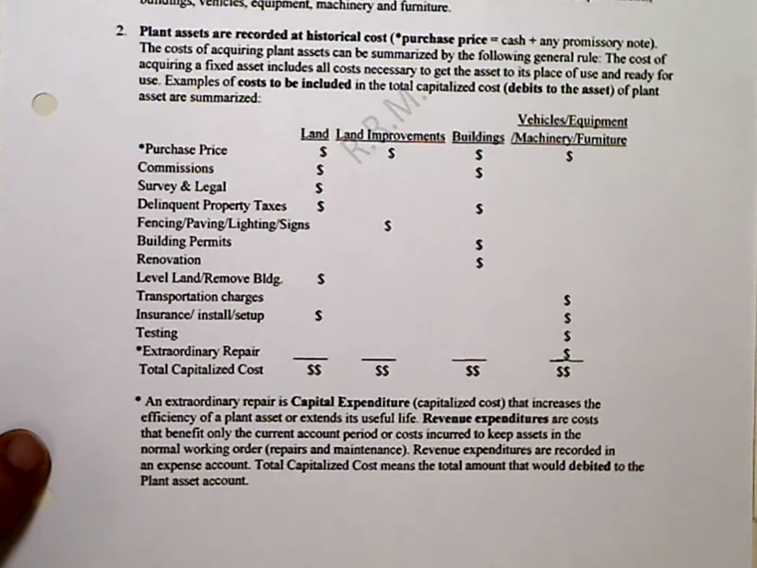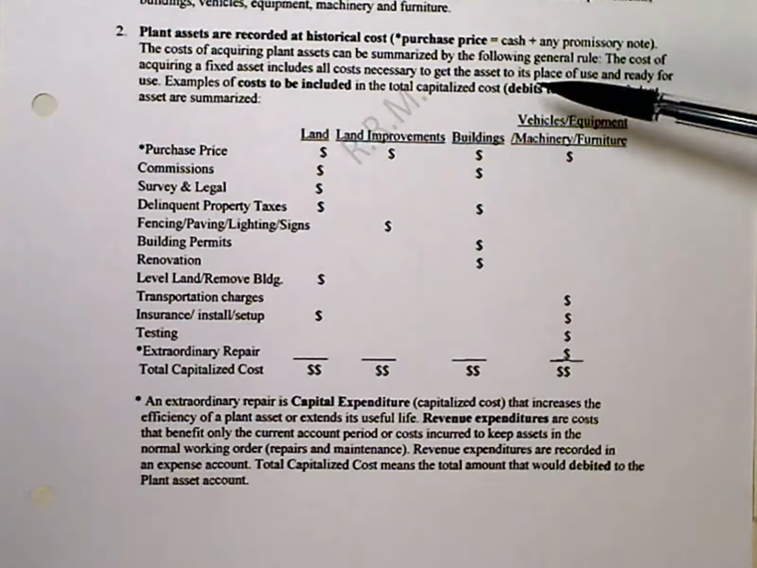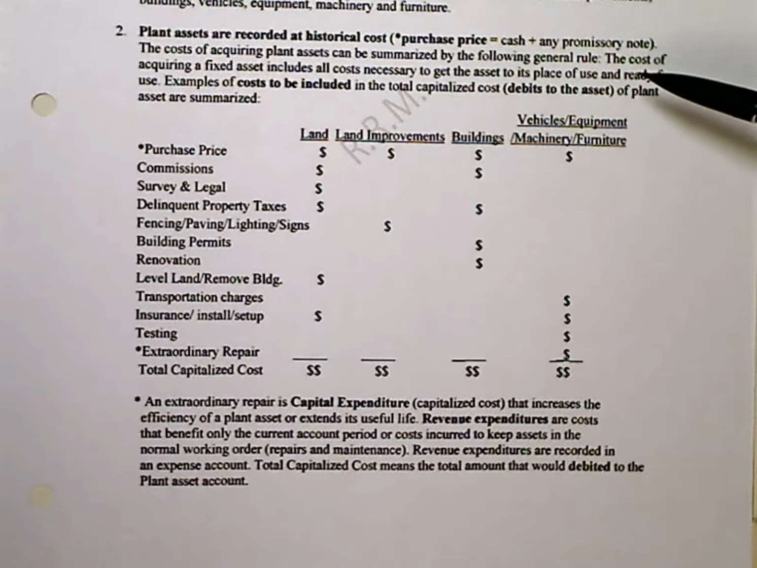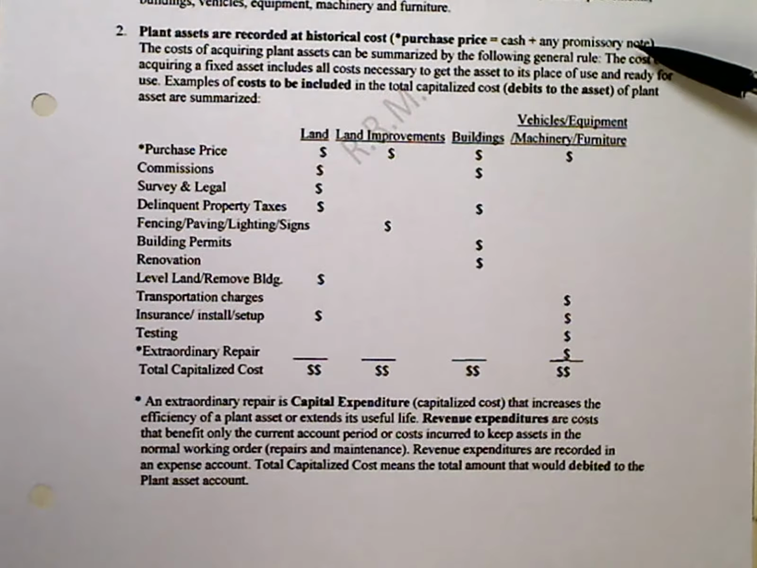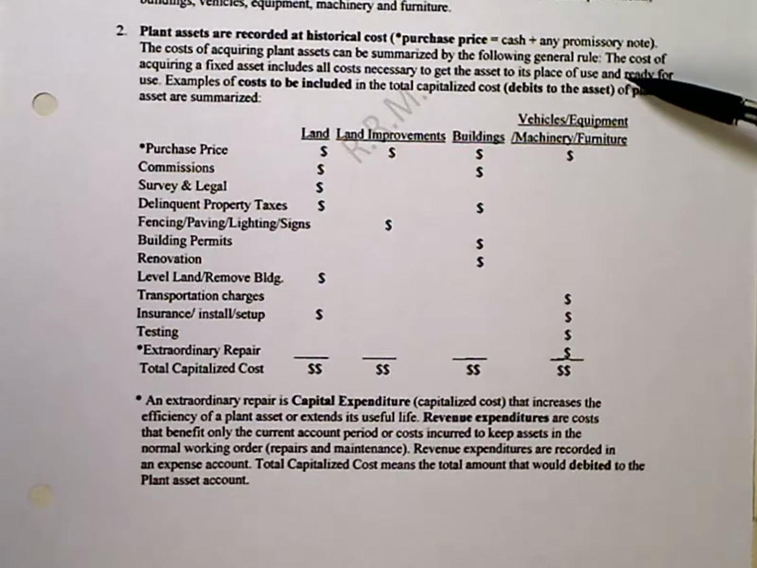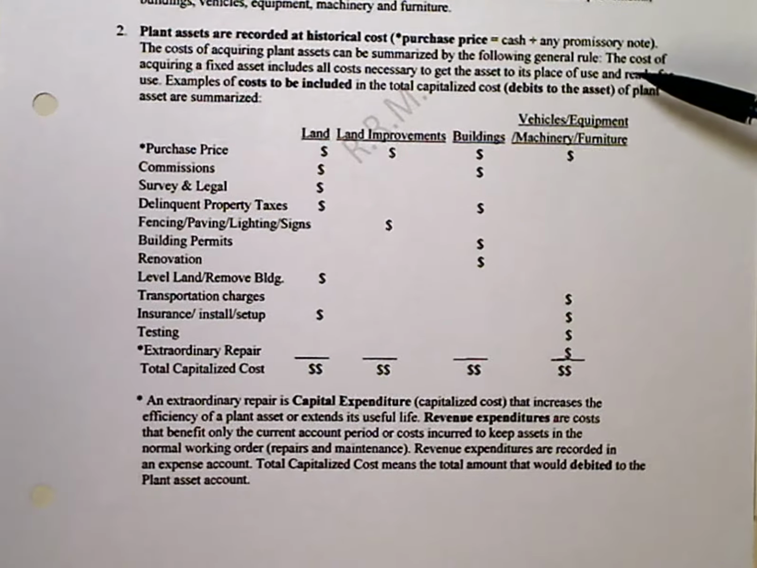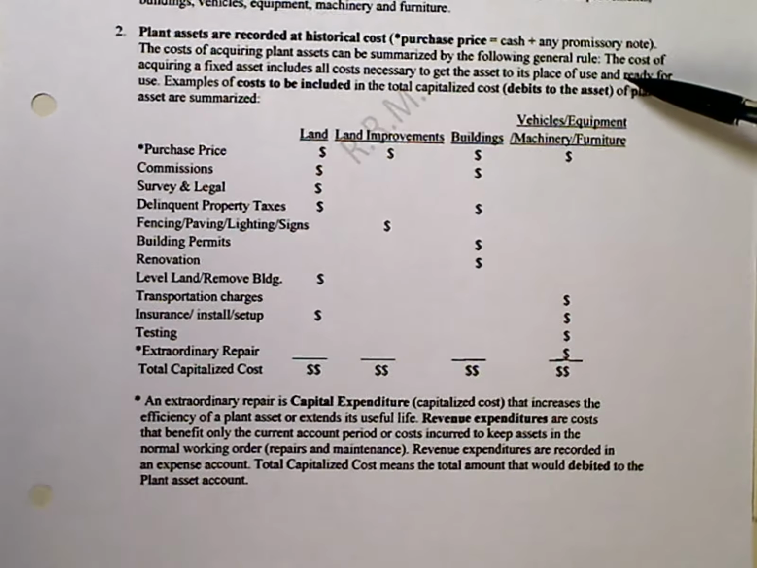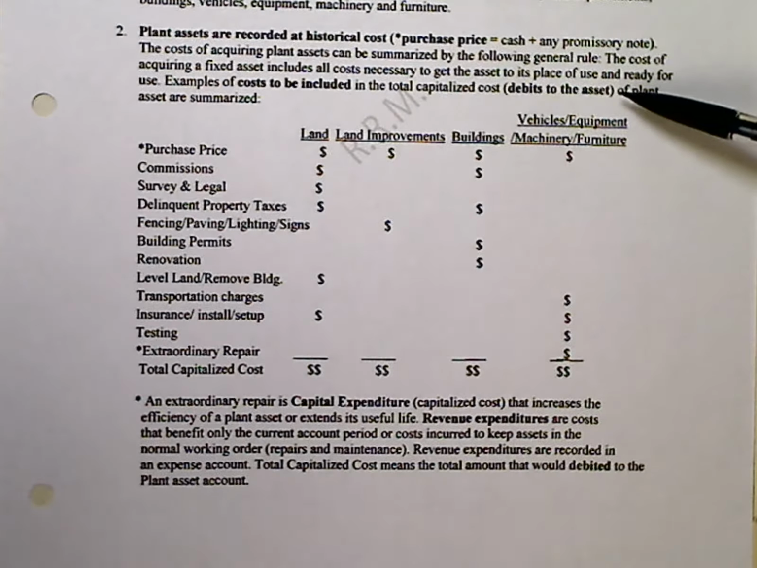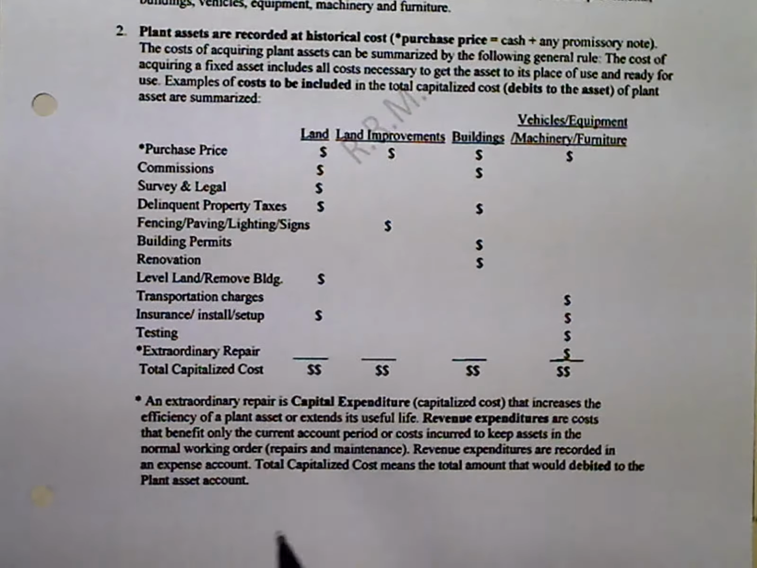We know from the cost principle in an earlier chapter that plant assets should be recorded at historical cost. Now, what does that mean? It means the cash plus, say, a promissory note. But in addition to that, there are some other costs of acquiring these assets that need to be added into it, added to the cost, the capitalized cost. We see here a list.